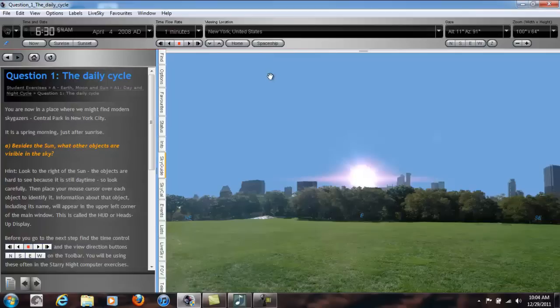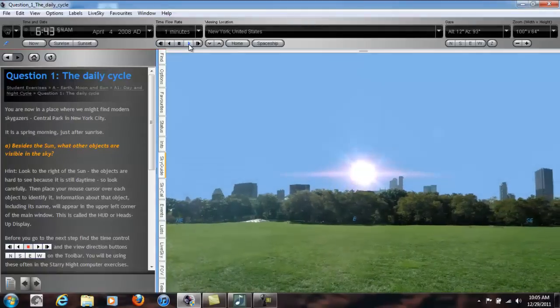There are really two kinds of days. There's a solar day and a sidereal day. It all depends on what you're using to measure one day in. Now, a solar day is obviously using the sun. And we've already talked a little bit about the motion of the sun.